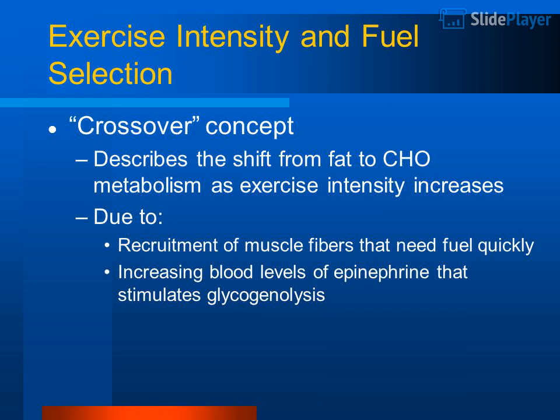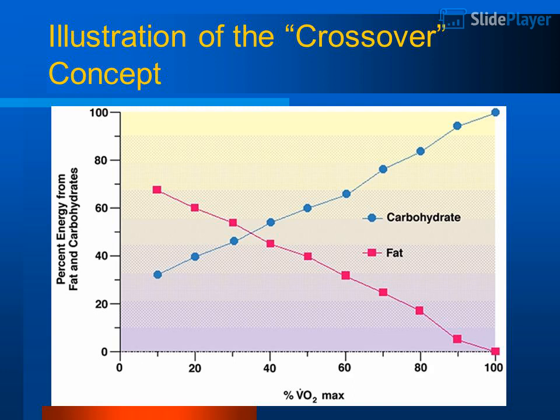Exercise intensity and fuel selection. The crossover concept describes the shift from fat to CHO metabolism as exercise intensity increases. This is due to recruitment of muscle fibers that need fuel quickly, and increasing blood levels of epinephrine that stimulate glycogenolysis. Illustration of the crossover concept.